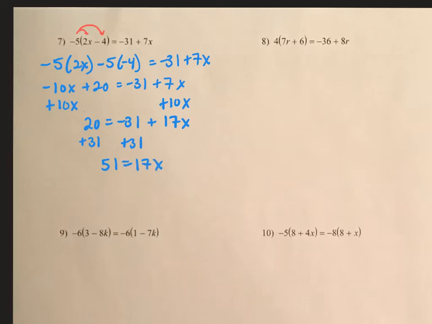Next step is to get rid of the coefficient by using multiplication or division. So if I have 17 times x, I'm going to divide both sides by 17. Then I'm left with x equals 51 divided by 17 is 3. So I'm left with x equals 3.